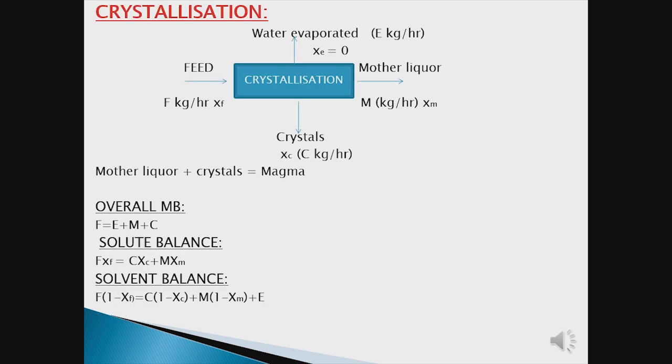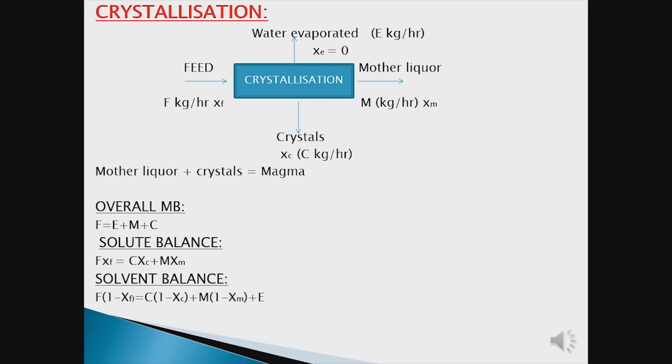Okay, the next operation is crystallization. We have heard a lot about what crystallization is. Let's see the schematic diagram of the crystallization. The feed is given to the crystallizer, a little bit of the water is evaporated, and crystals are formed. After both the evaporation and the formation of crystals, mother liquor is given out. So mother liquor plus crystals is equal to magma. That is an important equation for crystallization. Even though it is not a material balance, it is an important equation to be remembered.